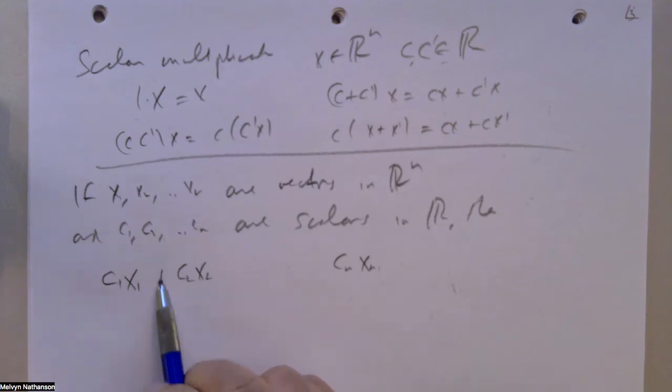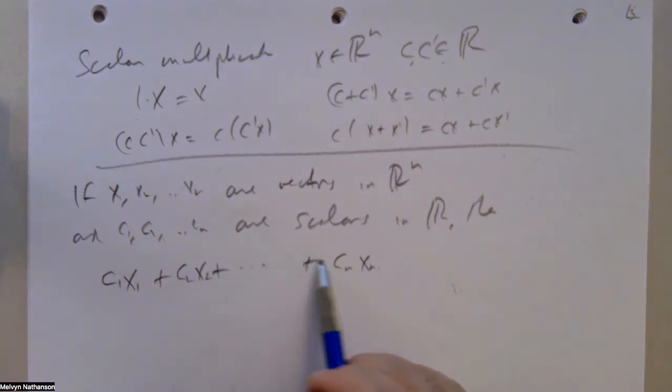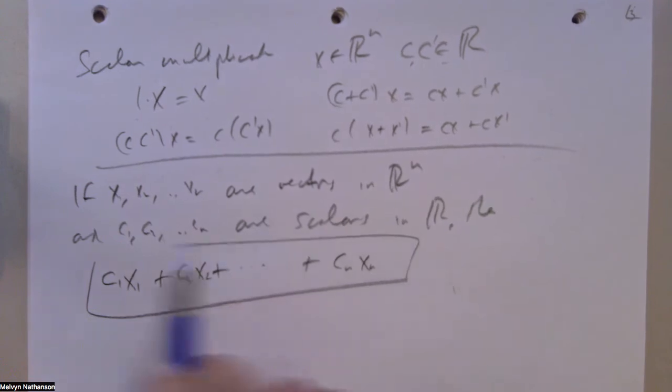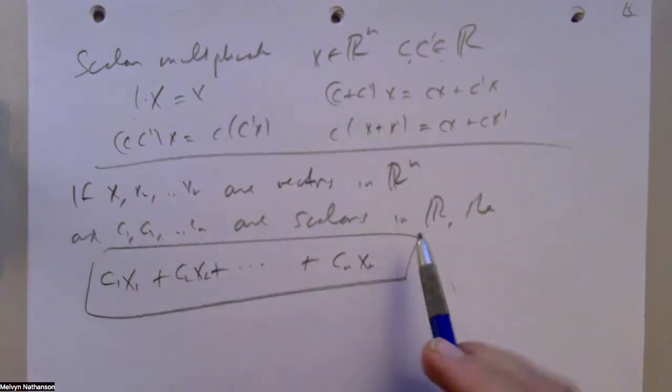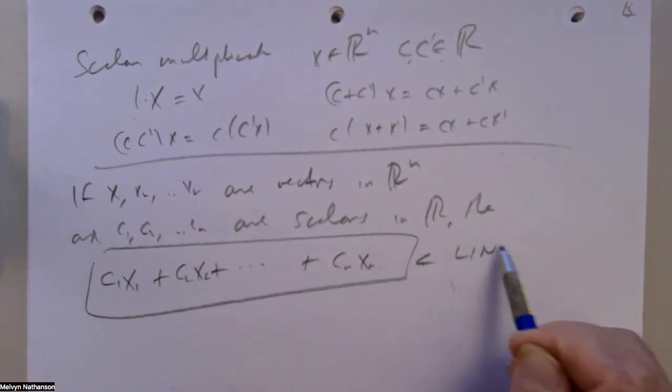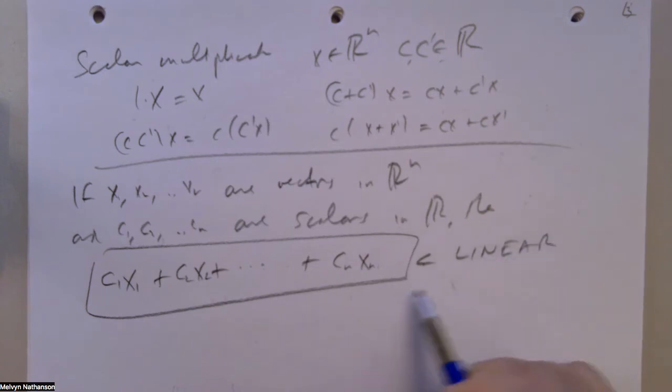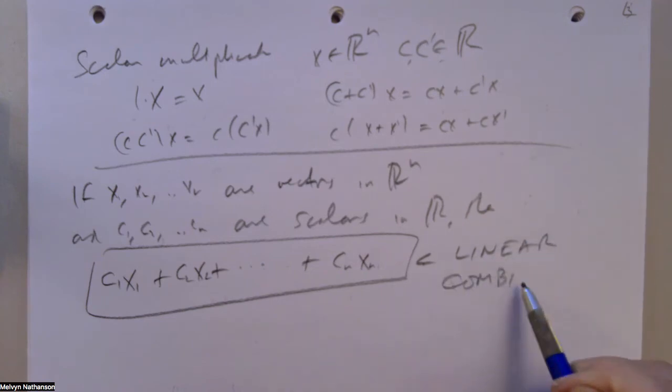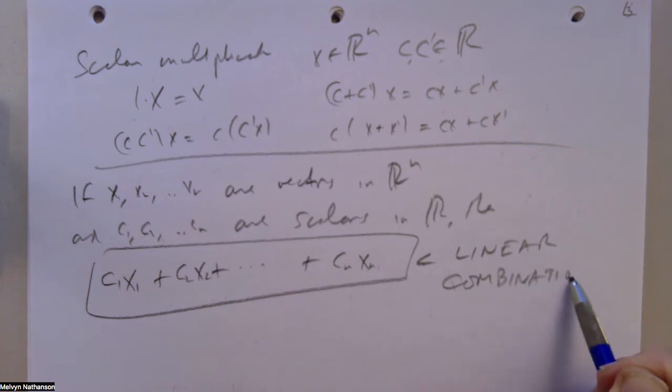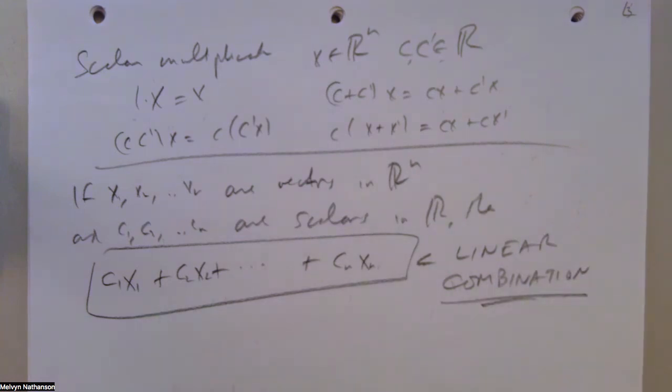And now I have these vectors, and I can add them up. And this is called a linear combination of the vectors x1 up to xn. So once you have the operations of vector addition and scalar multiplication, you can look at linear combinations.